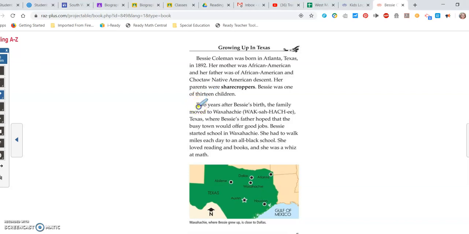Here is a time frame that helps me to understand what happened and when it happened. This transitional phrase, two years after Bessie's birth, tells me she was two years old when they moved from one location to another. She had to walk miles each day to an all-black school. She loved reading and books, and she was a whiz at math.